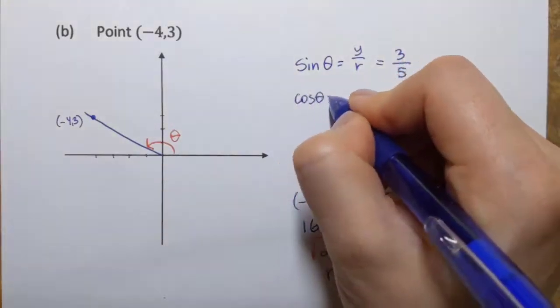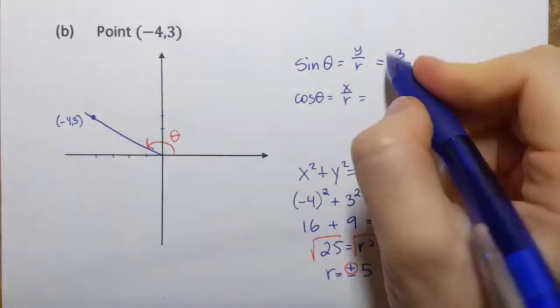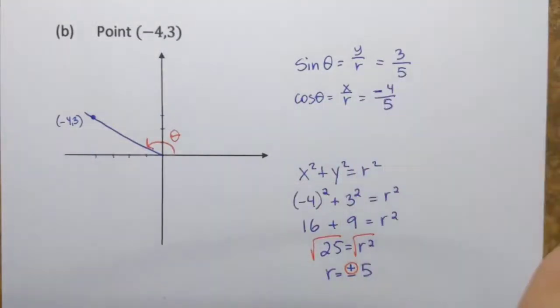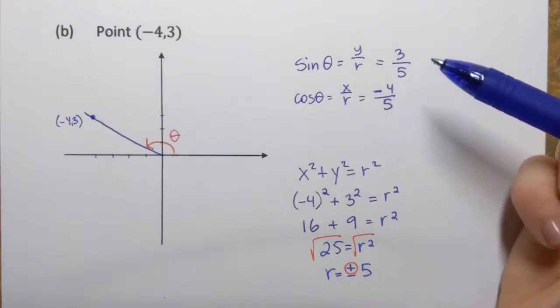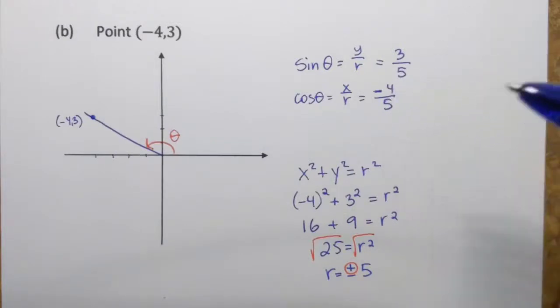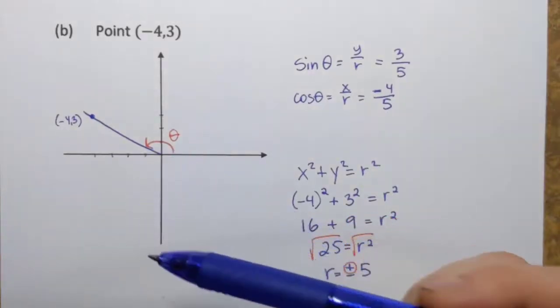Cosine of theta is x over r. X is -4 and r is 5. So it's -4 over 5. And now we're starting to see that function values can be positive or negative. Right? We got positive sine, but negative cosine. And in general, the sign, positive or negative, will depend on where that angle terminates.